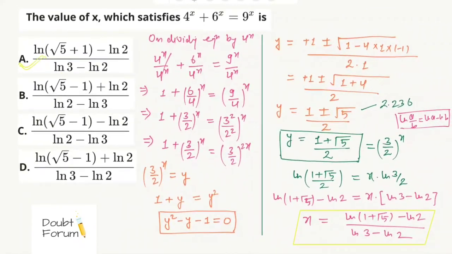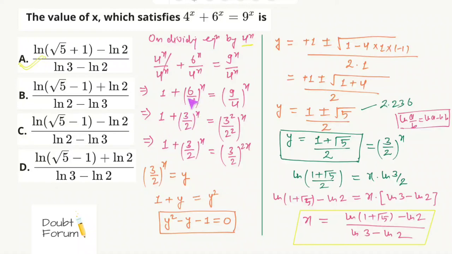So let me quickly revise this. We have to find out the value of x which satisfies this equation. One way of finding this is to divide the whole equation by 4^x. The other way is to divide the whole equation by 9^x. Here I have chosen to divide the whole equation by 4^x. So once I divide the equation by 4^x, this will become 1, this will become (6/4)^x equals (9/4)^x.